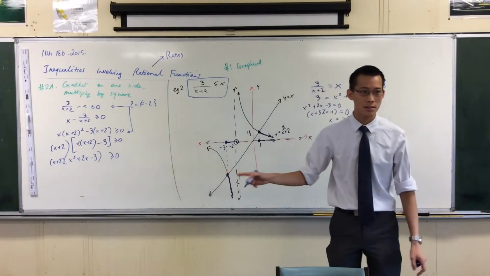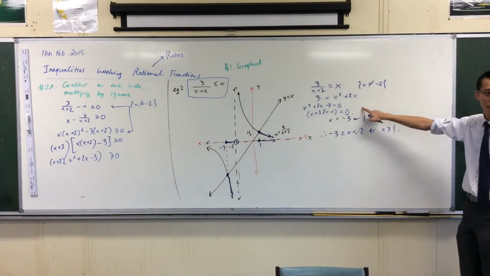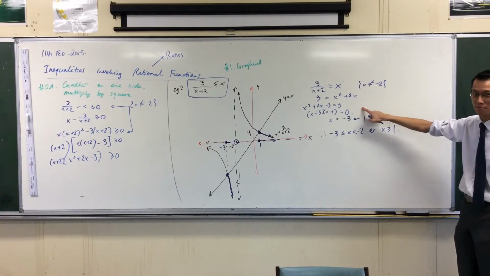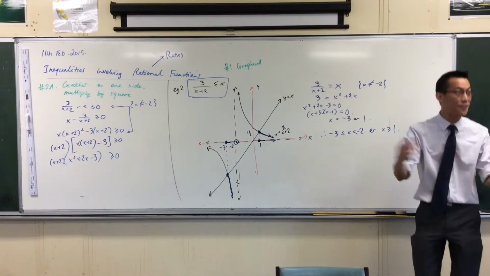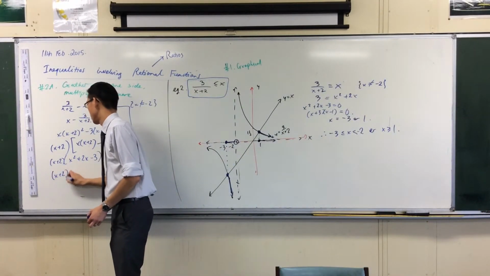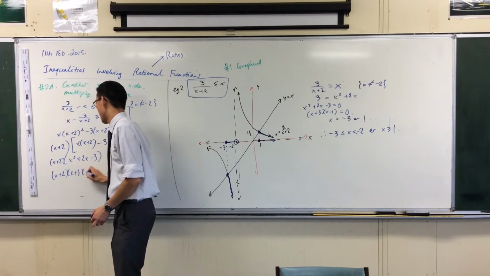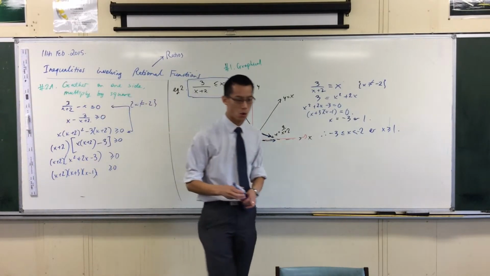Where did we just see this? Aha! Is that a coincidence? No. No coincidence in maths. Since I've already factorized this, I know what it looks like. I've got x plus 2, x plus 3, x minus 1. When is that greater than or equal to 0?